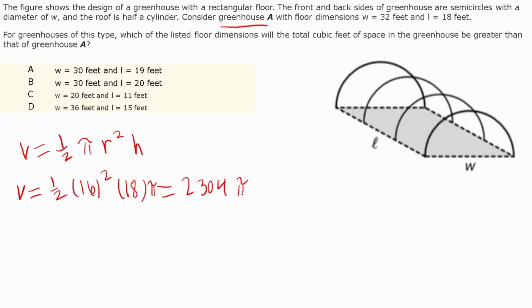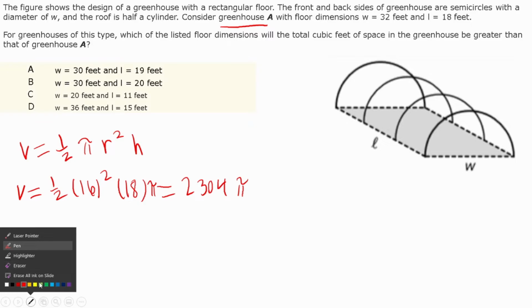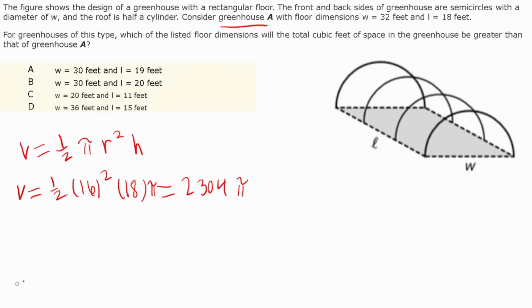2,304 pi. And this is what we want to beat, because it says for greenhouse of this type, which of the listed floor dimensions will the total cubic feet space in the greenhouse be greater than that of A? So the next ones we want to be greater. So we're going to do them in different colors just to kind of keep everything separate. So for A, we just want to plug things in.